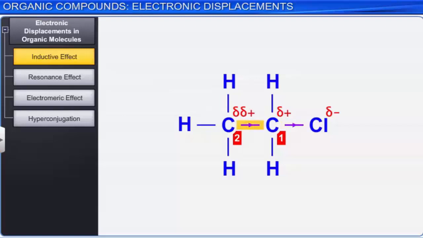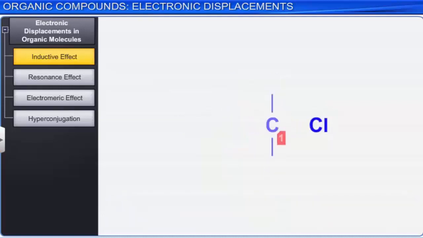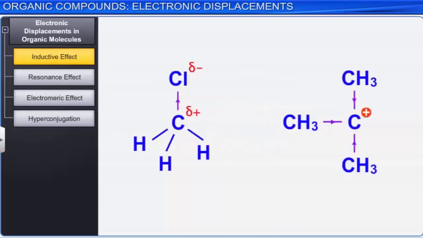Such polarization of a sigma bond caused by the polarization of an adjacent sigma bond is called inductive effect. Inductive effect decreases as the distance from the source atoms increases. The inductive effect is related to the ability of a group to either withdraw or donate electron density to the attached carbon atom of the alkyl group.